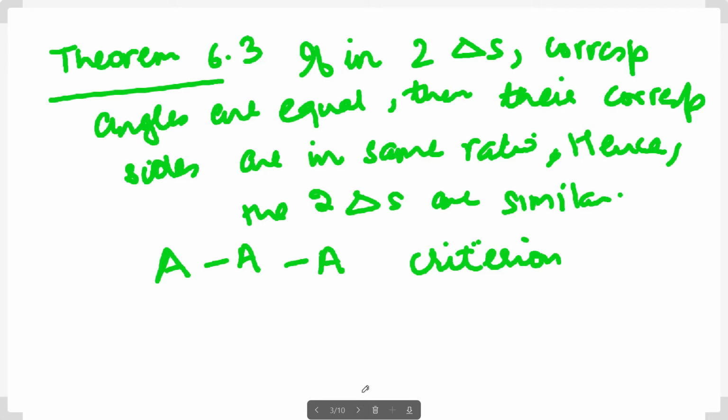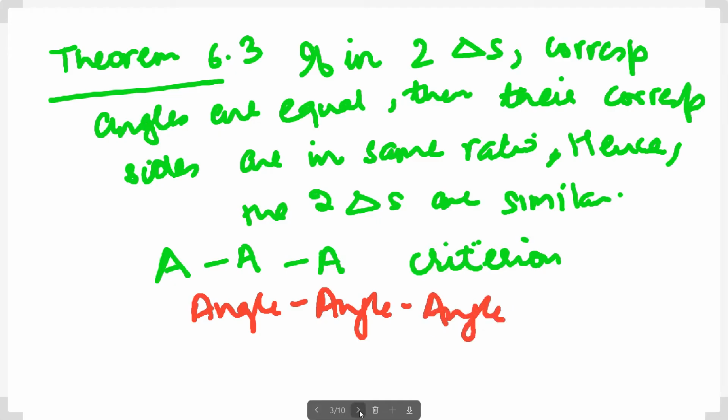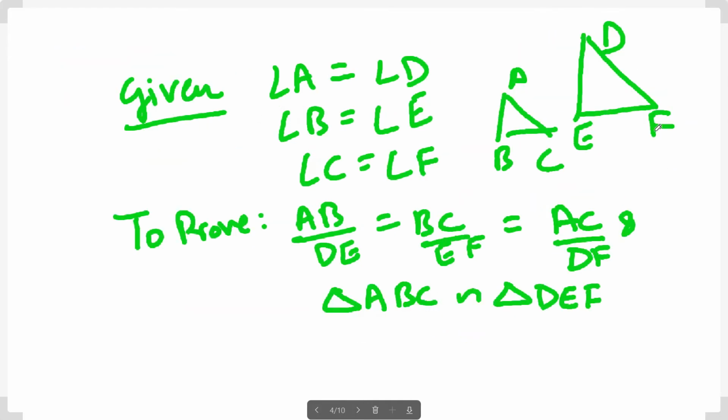Theorem 6.3 states that if in two triangles, corresponding angles are equal, then their corresponding sides are in the same ratio. Hence, the two triangles are similar. This is known as the angle criterion. Okay, so let's try to prove this. These are two triangles. Here we know that angle A is equal to angle D, B is equal to E, C is equal to F. So we have to prove that triangle ABC is similar to triangle DEF, and the sides are proportional: AB by DE is equal to BC by EF is equal to AC by DF.